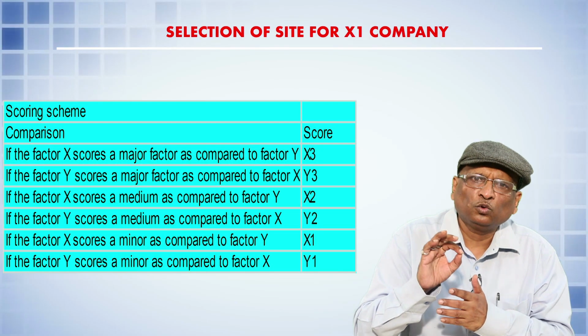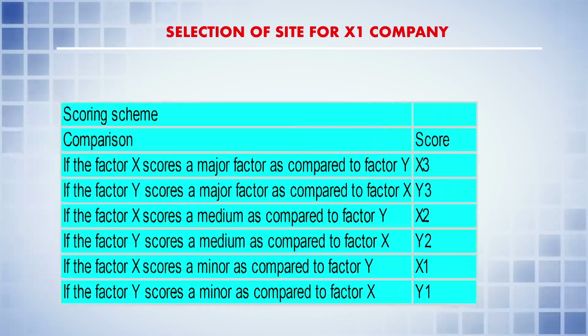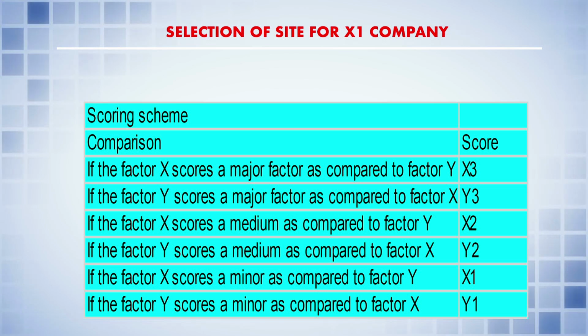If x scores as a medium, then we will give x2. If y scores medium, then y2. If x scores minor, then x1, and if y scores minor, we will give y1.